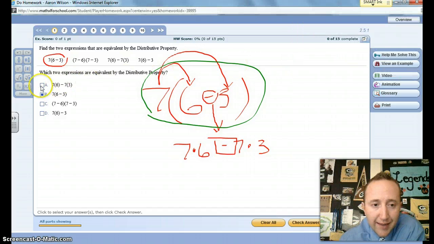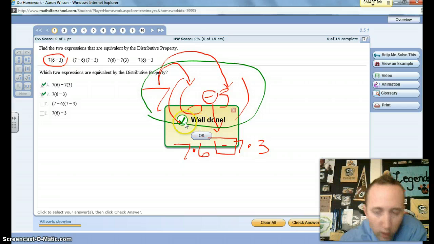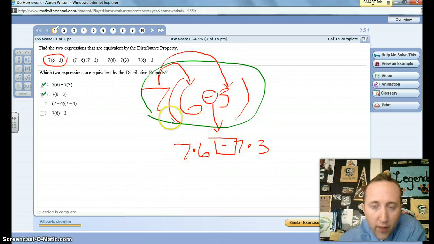Okay, the correct answer is A. And the reason why it's A is because 7(6) means the same thing as 7 times 6. And then you have the subtraction operation symbol, and then 7 times 3. So I'm going to hit check answer. Well done. Got it correct. That's number 1. I hope that clears some of the distributive property up.